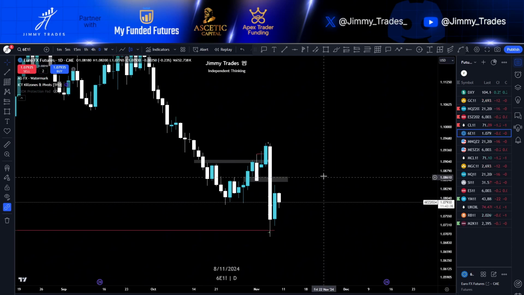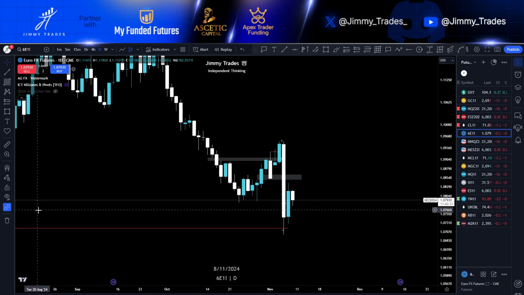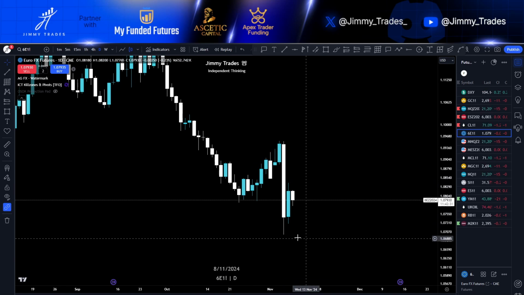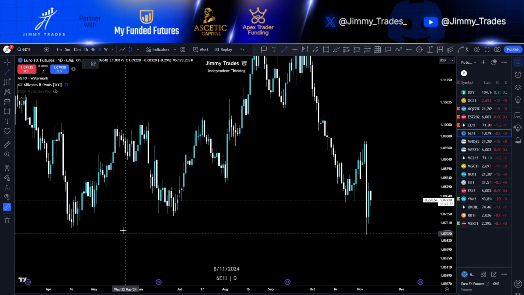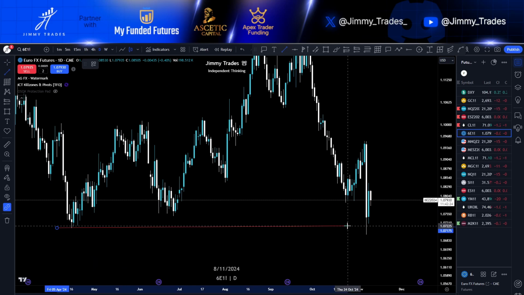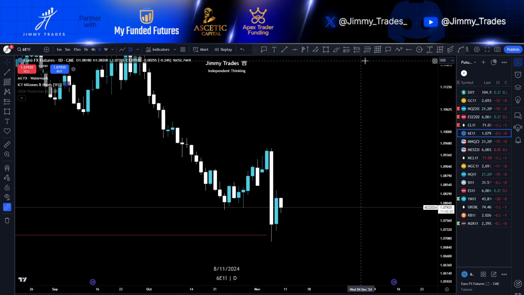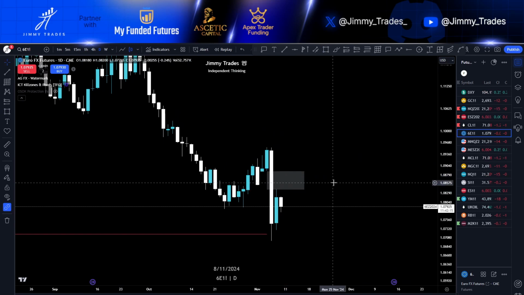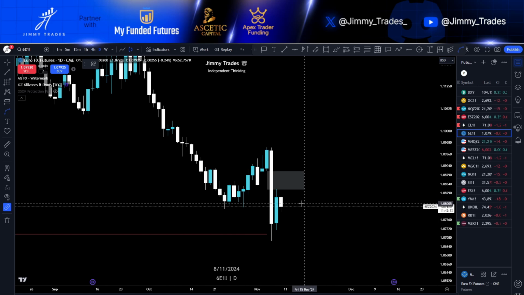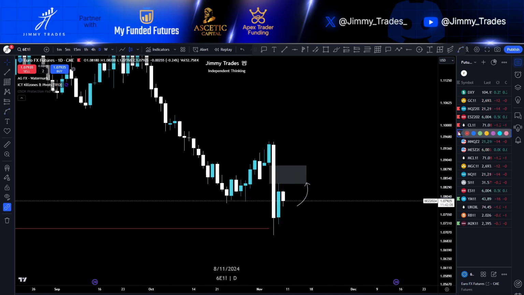Having a look at 6E, which is your Euro futures. We had a sweep of the low here, a sweep of the swing low. We have internal liquidity right here. So I'll be looking for price to reach up into that level. So bullish for Euro futures.